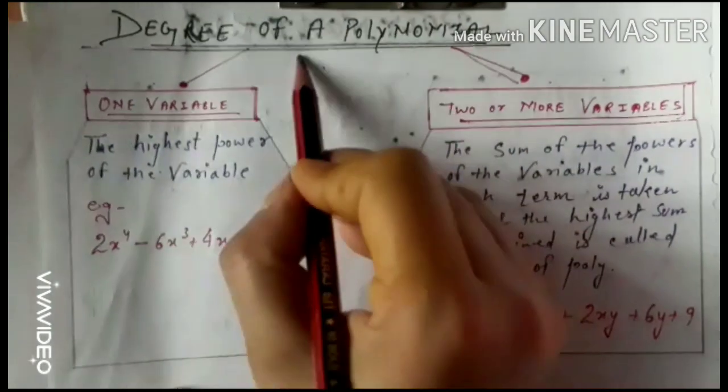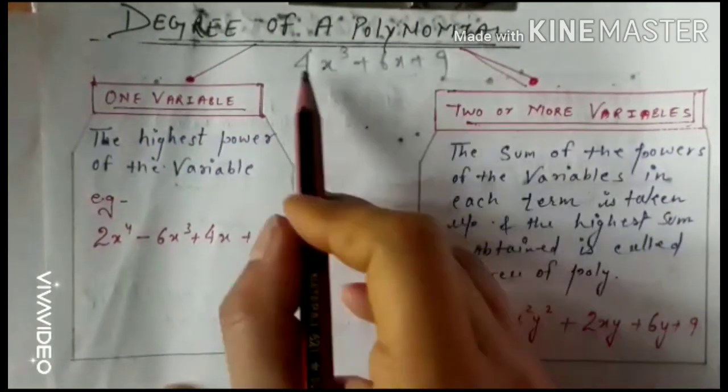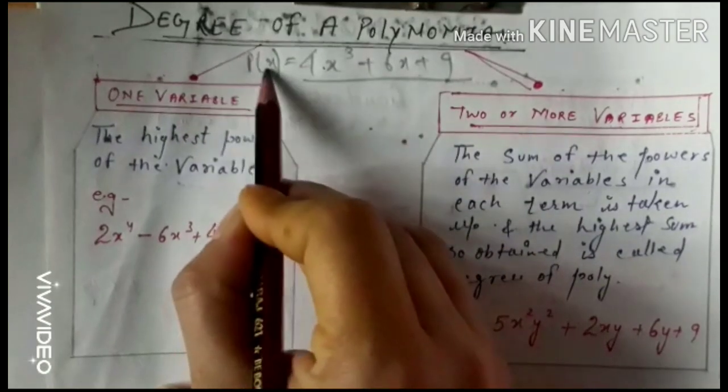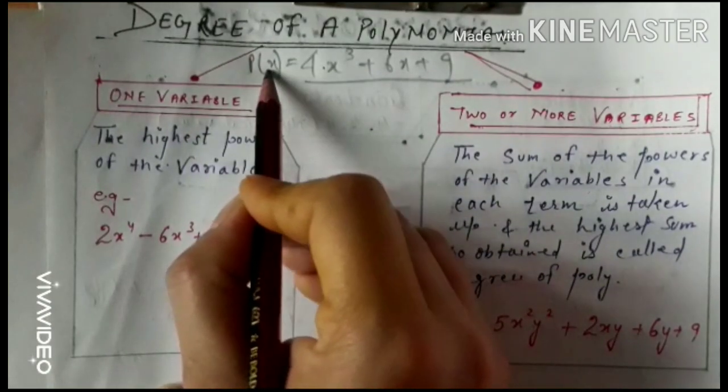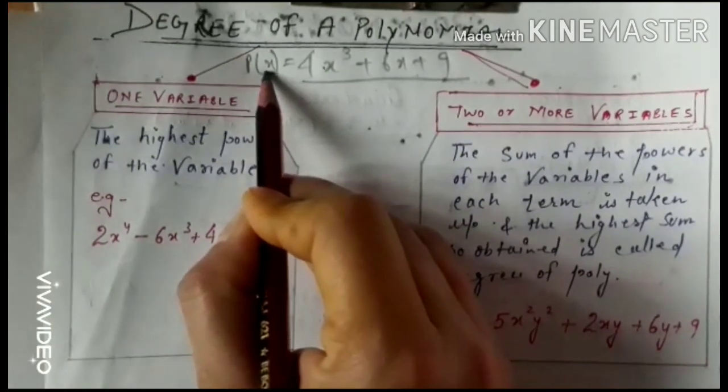Suppose here we have taken one example, 4x cube plus 6x plus 9. Okay, suppose this is your polynomial. For which variable? x. So we will write it as p(x). You can write it as q(x), r(x), any other, but the main thing is that it is for the variable x.